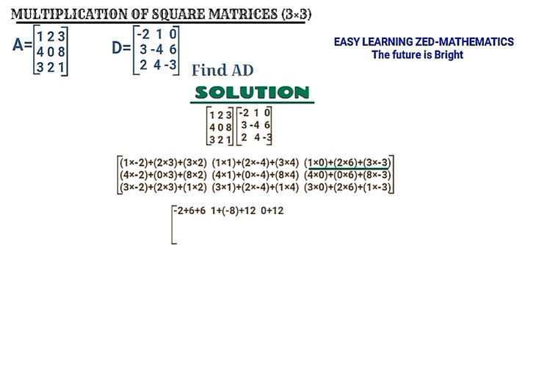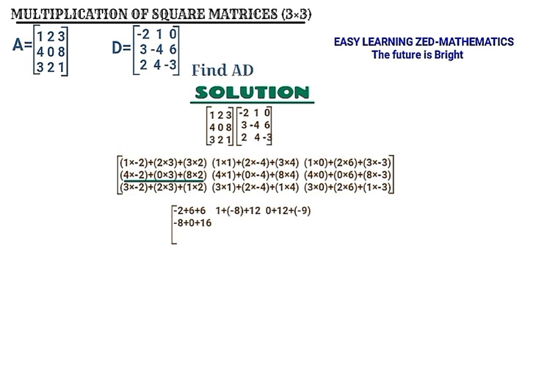2 by 6 will give us 12. 3 by negative 3 will give us negative 9. Then I'm going to go down there. Then I'm going to say 4 by negative 2 will give us negative 8. 0 by 3 will give us 0. 8 by 2 will give us 16.